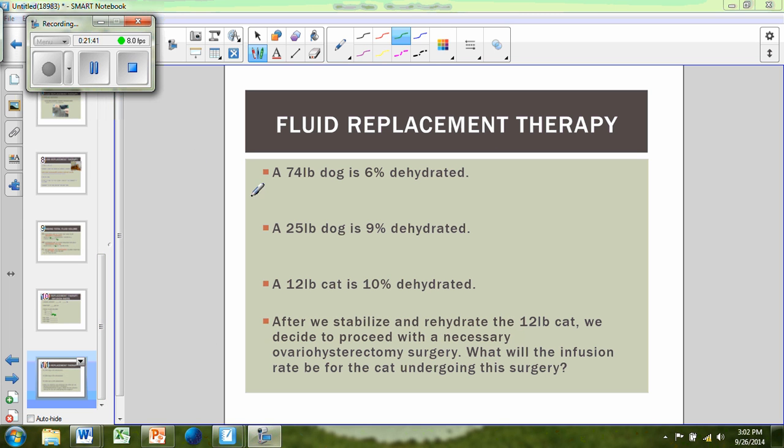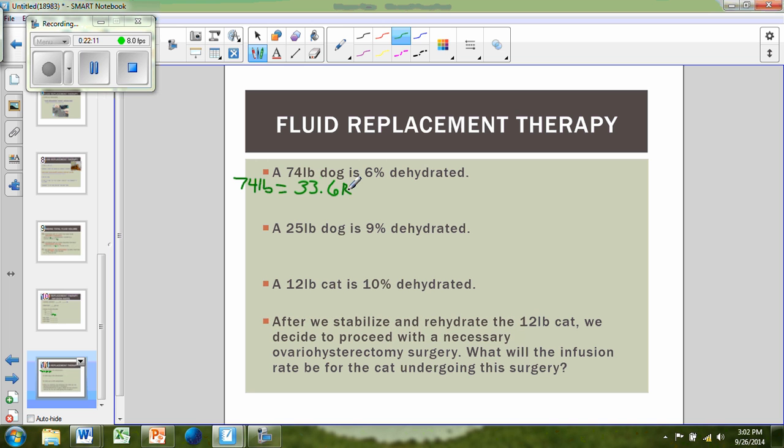So we have a 74-pound dog that is 6% dehydrated. What I'm going to do, again, is take all of the information that I know and write it down. A 74-pound dog, and remember, you want to change 74 pounds into kilograms. So 74 divided by 2.2, which is our conversion factor to go from pounds to kilograms, is 33.6 kilograms. Now we see that we have a 6% dehydration, so I'm just going to write that over here. And a 74-pound dog is greater than 20 pounds, so we need to use the drip set of 15 GTT per mL.